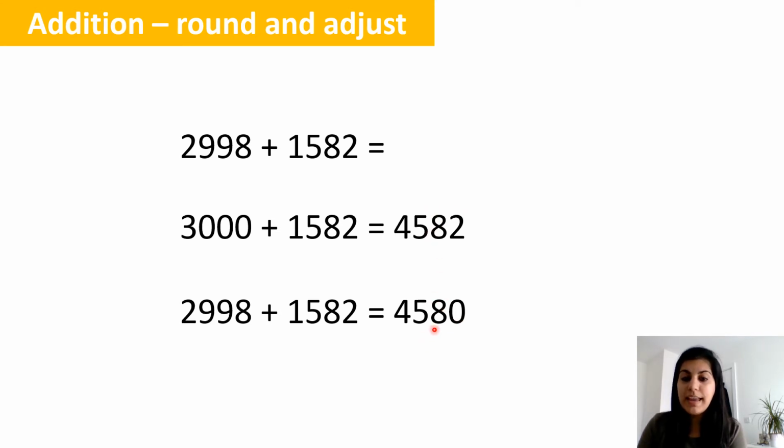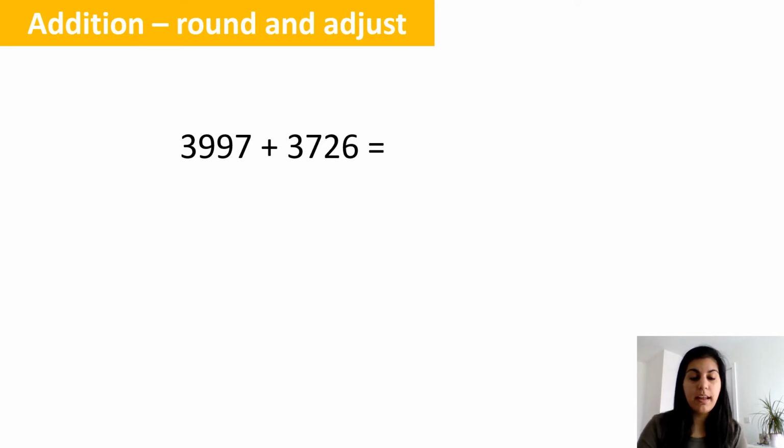So I'll just say what I've done again. I rounded 2,998 up to 3,000 to make my calculation easier, but when I did that, I added 2 more. Those 2 more should not have been in my calculation, so my last step I need to make sure I take away those 2, so my answer gets 2 smaller. Pause the video if you need to have a look at that again. If you're feeling good about it, I want you to have a go at the example in the next slide.